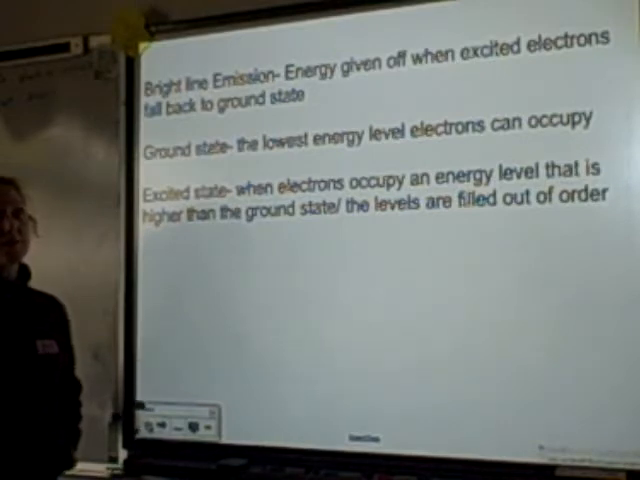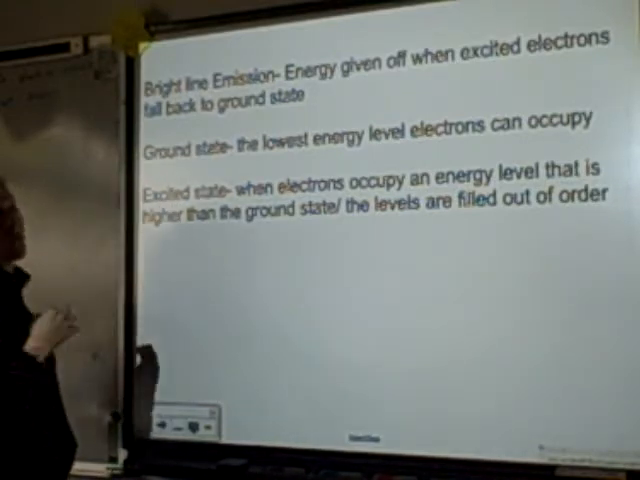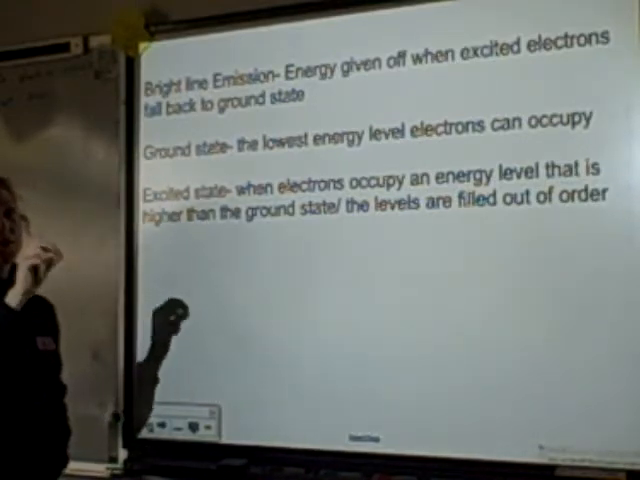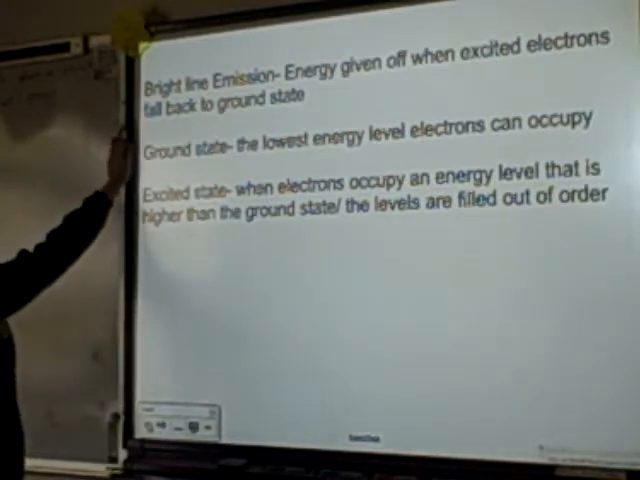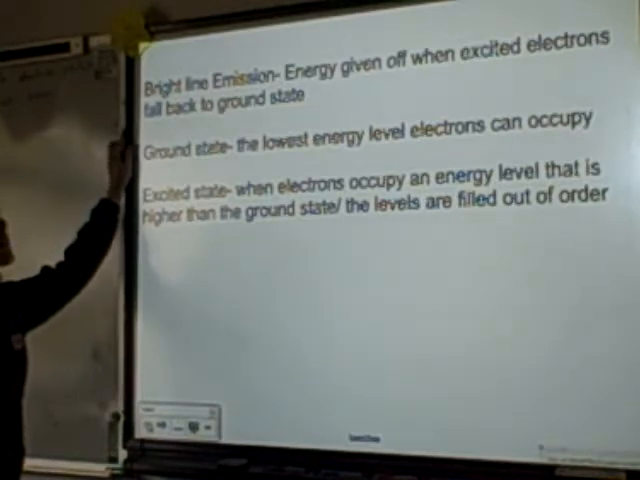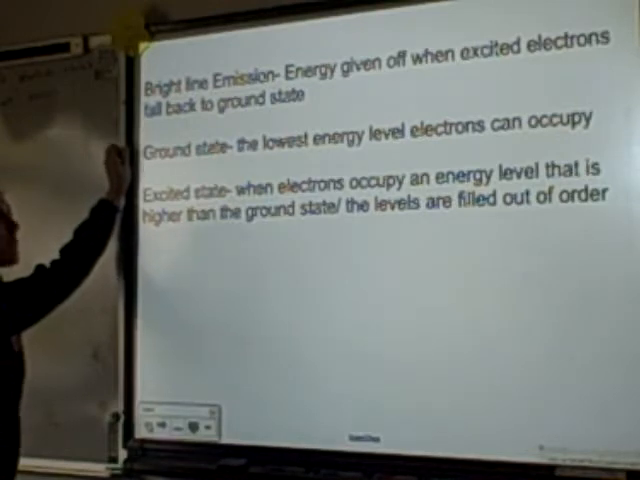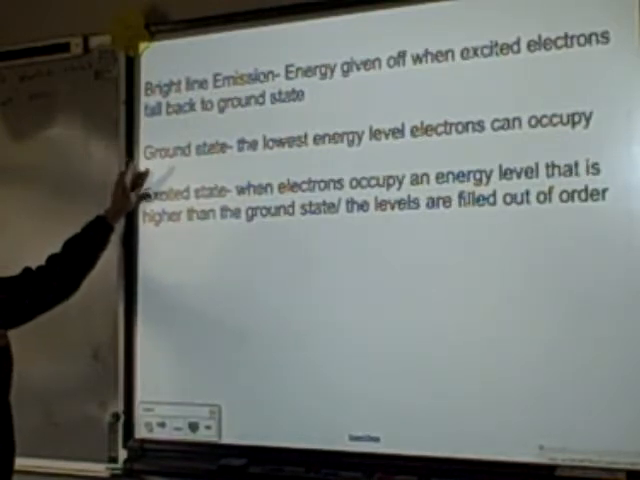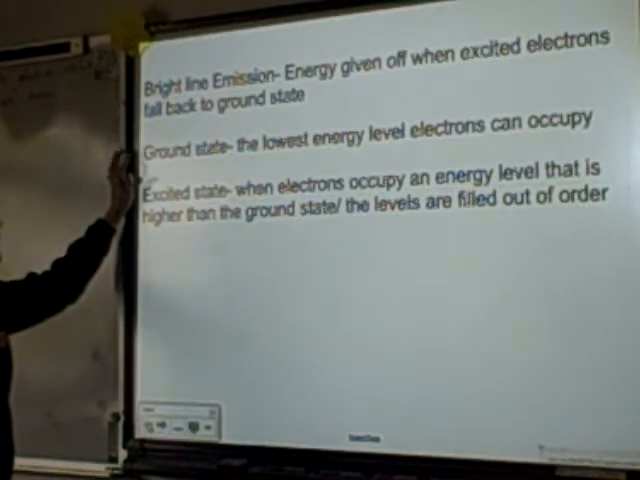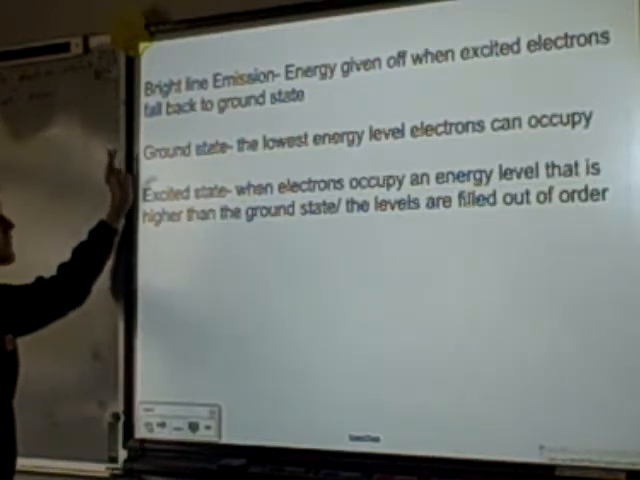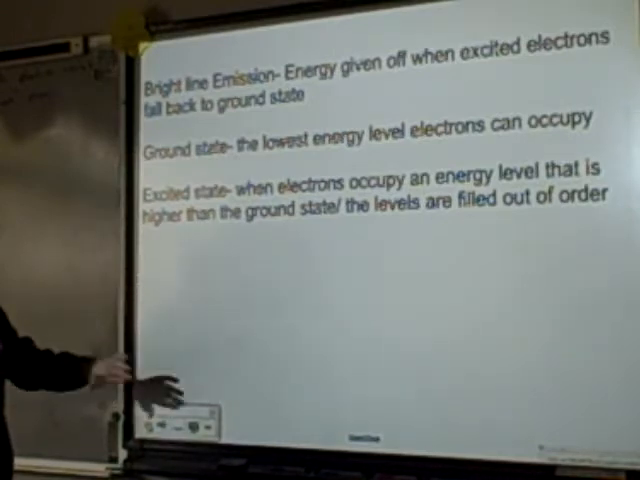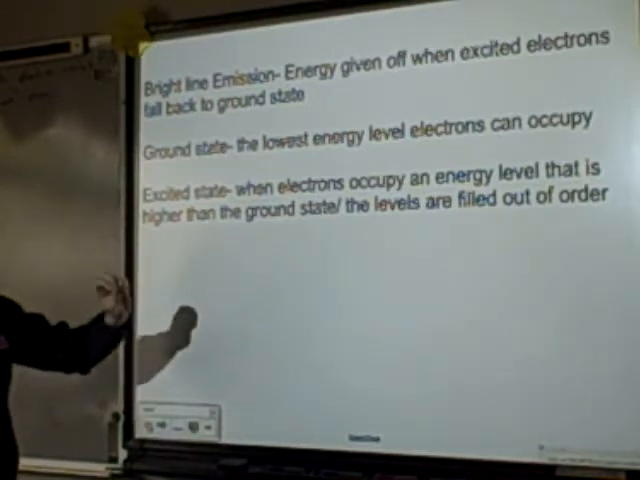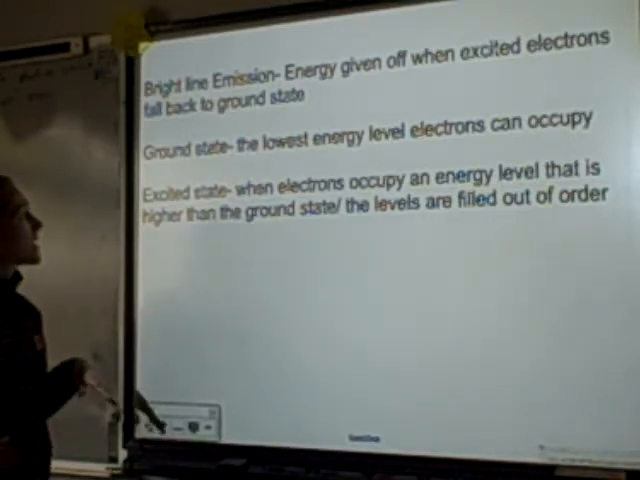We can look at stars and we can see the bright line emission, or the fingerprint that they produced, by seeing what electromagnetic radiation those stars are giving off. So bright line emission is the emission that's given off when excited electrons fall back down to the ground state. And they give off energy as they make that fall. The ground state is the lowest energy level that electrons can occupy. That's how we've been writing all of our electron configurations or orbital box diagrams. We've been following Aufbau and filling from the lowest to the highest. So the absolute lowest place you can put the electrons, that's ground state.